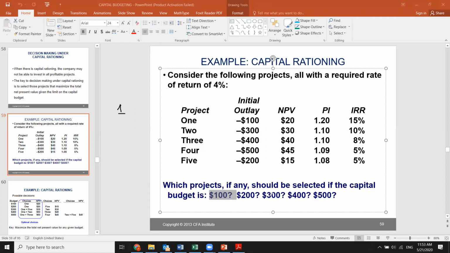Okay, if 200, which project would you select if it's 200? Project 1, still the first one. Why not 5? Because NPV is greater. Very good. So we still select 1 project. Great. If you have $300, projects 1 and 2.